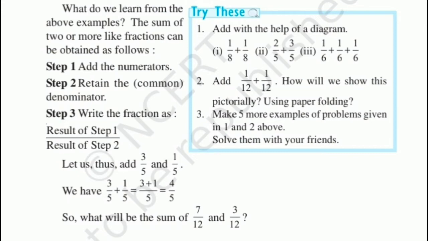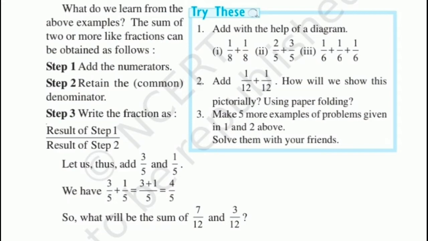The sum of 2 or more like fractions can be obtained as follows. Step 1: Add the numerators, then retain the denominator. Step 2: Write the fraction as the result of step 1 over the result of step 2. Let us add 3/5 and 1/5. We have 3/5 plus 1/5. As per step 1, we will be adding the numerators 3 plus 1 and retaining the denominator, which is 5. So the answer will be 4/5.